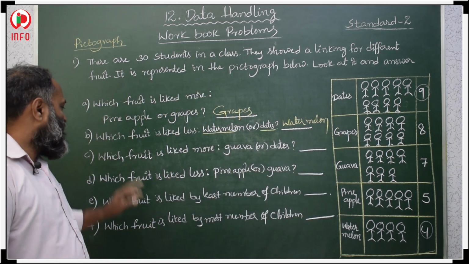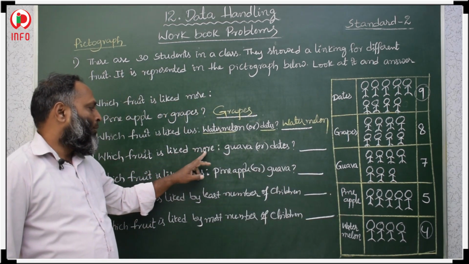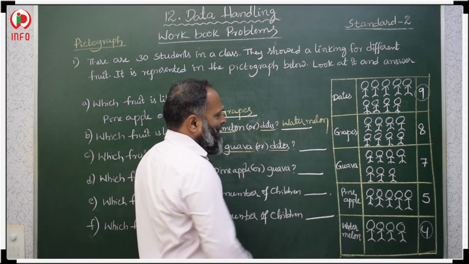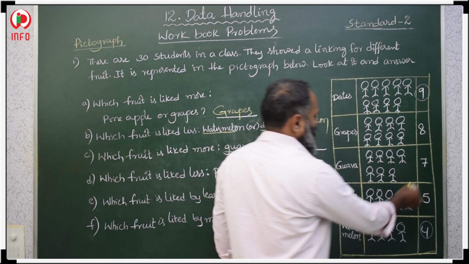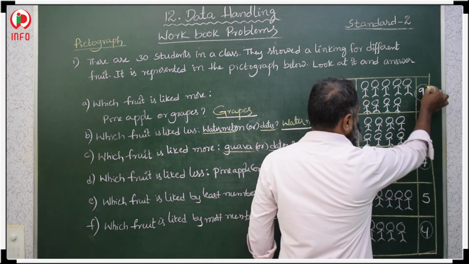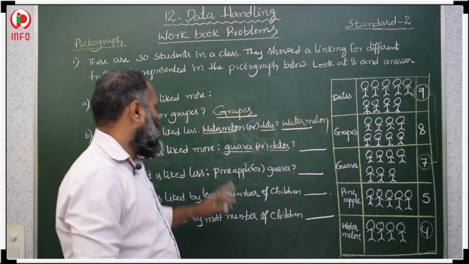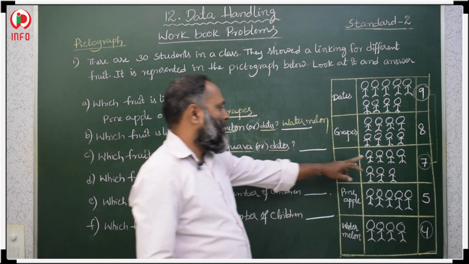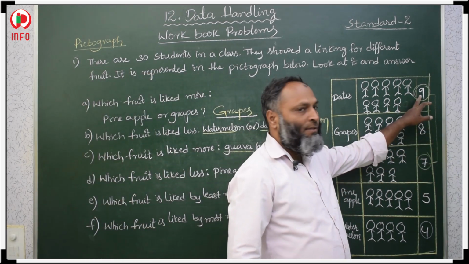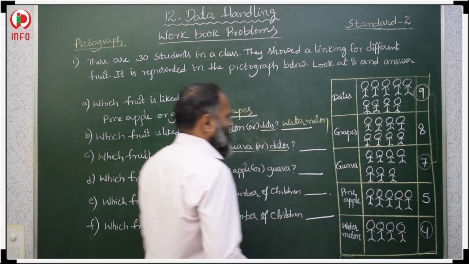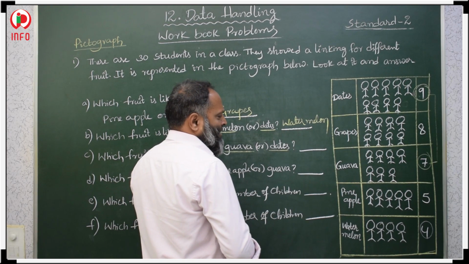The next, which fruit is liked more? Here more, that is guava and dates. So comparison between these two. More comparison, so more he is asking. More comparison means between 7 and 9, which one is more? Dates. The answer is dates.